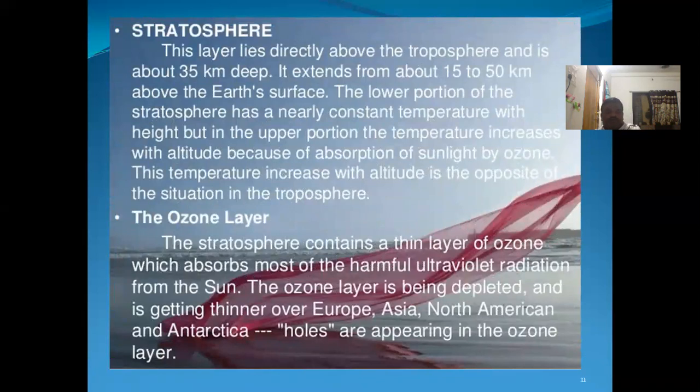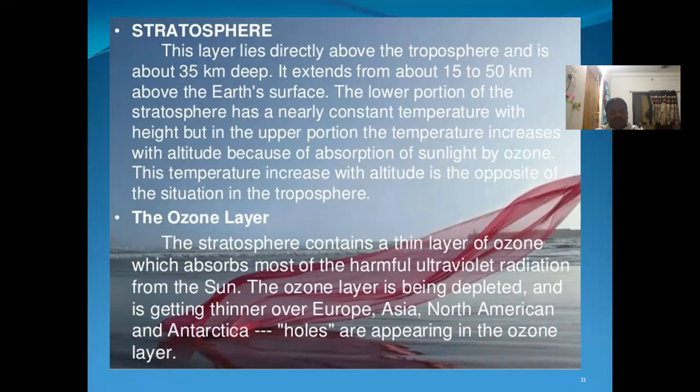Then the stratosphere. This layer lies directly above the troposphere and it extends from about 15 to 50 kilometers above the Earth's surface. The lower portion of the stratosphere has a nearly constant temperature with height, but in the upper portion the temperature increases with altitude because of the absorption of sunlight by ozone. This temperature increase with altitude is the opposite of the situation in the troposphere.